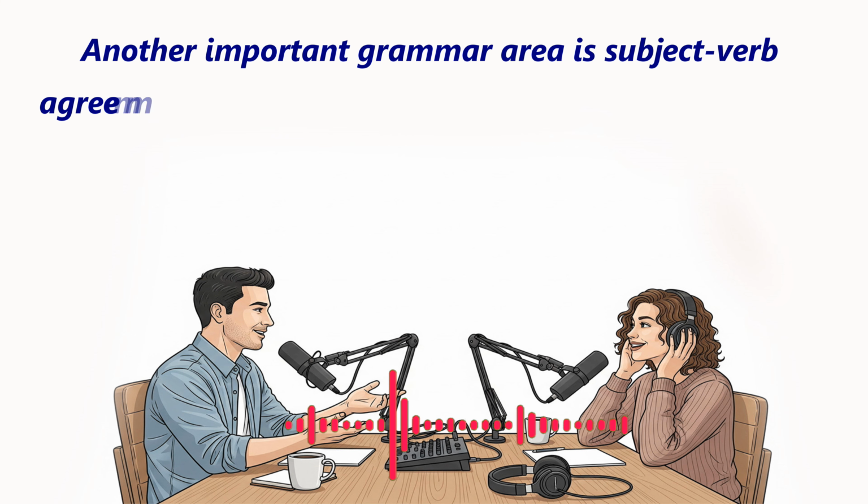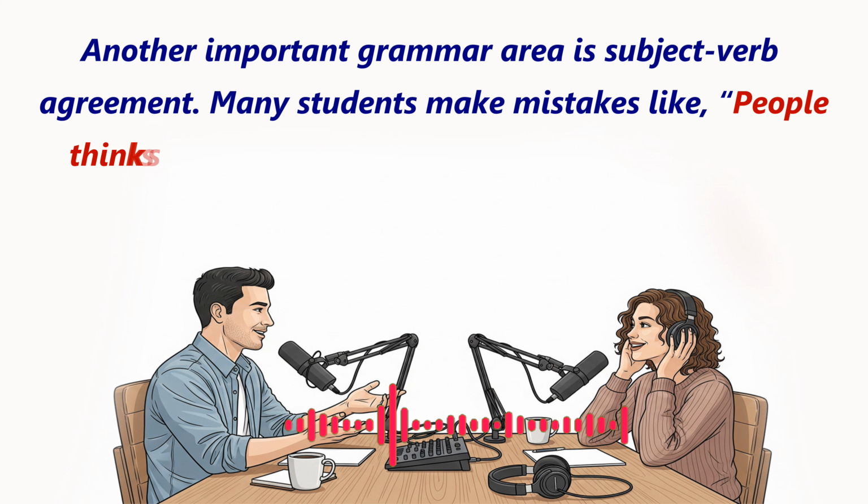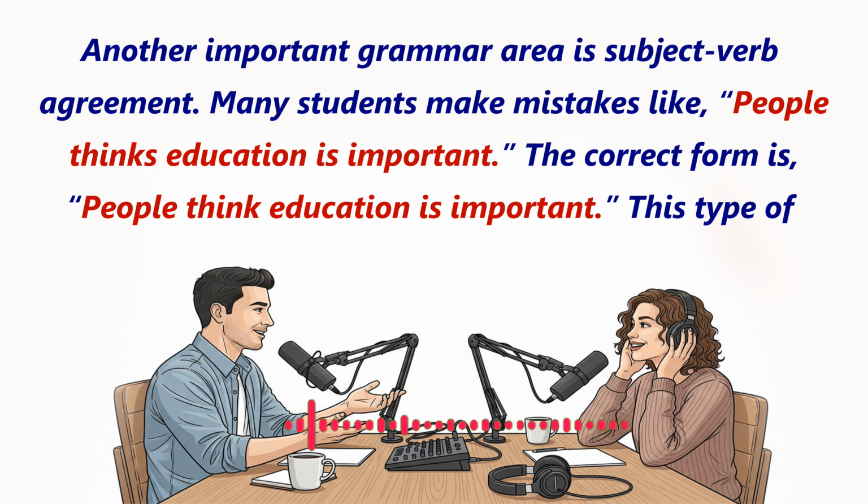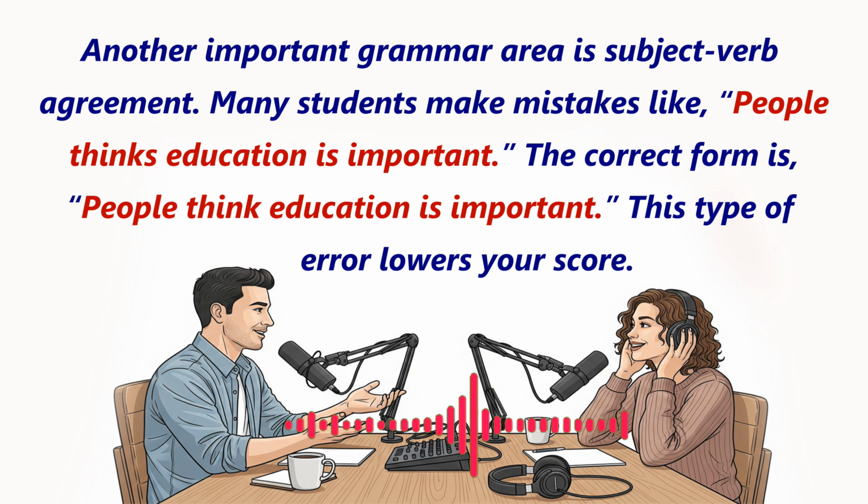Another important grammar area is subject-verb agreement. Many students make mistakes like, people thinks education is important. The correct form is, people think education is important. This type of error lowers your score.